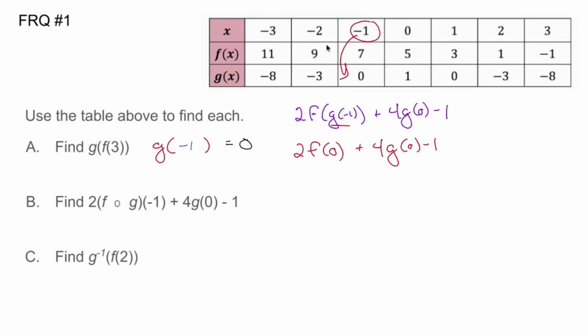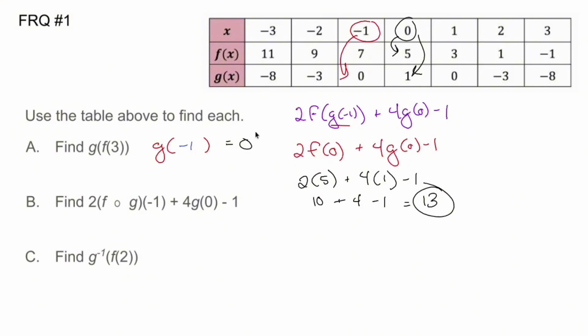So let's go to the zeros and find each one. Here's my 0. F of 0 is 5. 2 times 5, plus 4 times g of 0, which is 1. So 4 times 1, minus 1. 2 times 5 is 10. Okay. 4 times 1 is 4, minus 1, so 10 plus 4 is 14, minus 1 is 13. So B becomes 13. So A was 0, B is 13. Not bad. This one's not so bad.